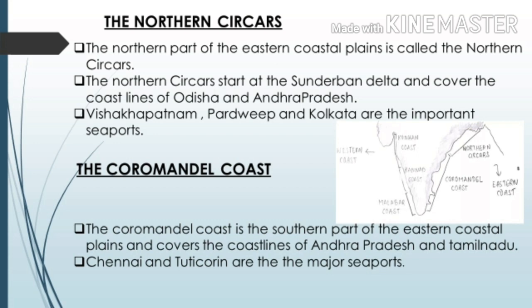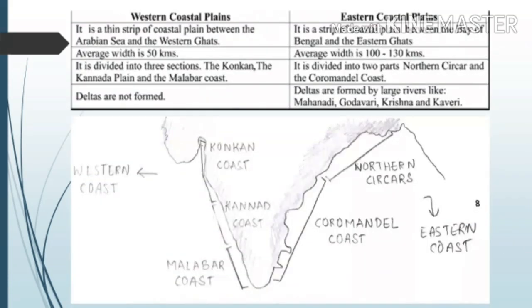The Coromandel Coast is the southern part of the eastern coastal plains and covers the coastlines of Andhra Pradesh and Tamil Nadu. Chennai and Tuticorin are the major seaports. The Marina Beach of Chennai is the longest beach in India. Difference between the western coastal plains and the eastern coastal plains.